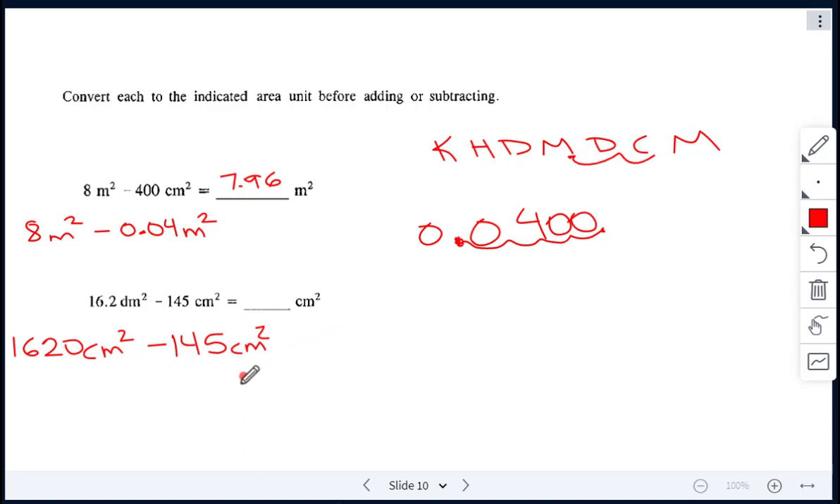And then our answer is 1,475 centimeters squared, okay, once you subtract.